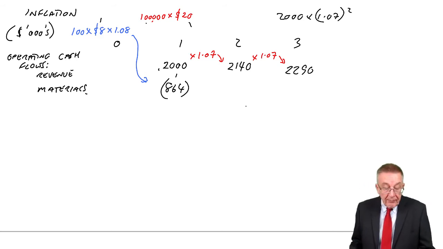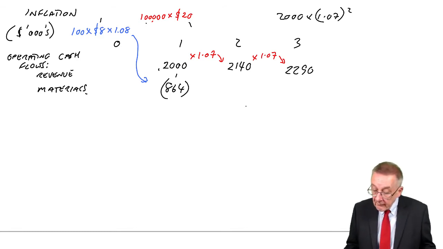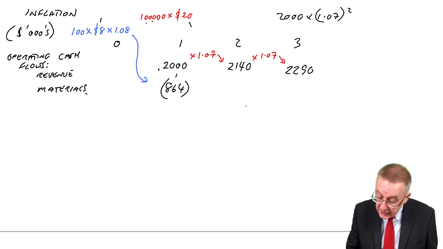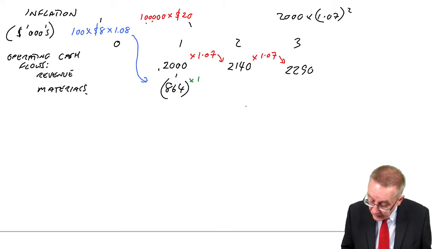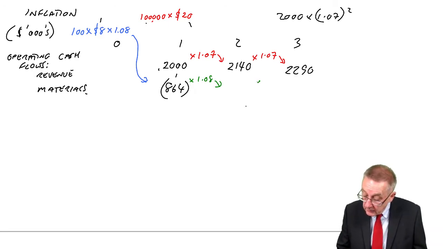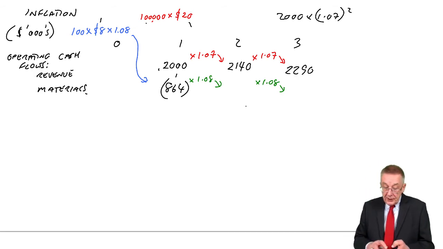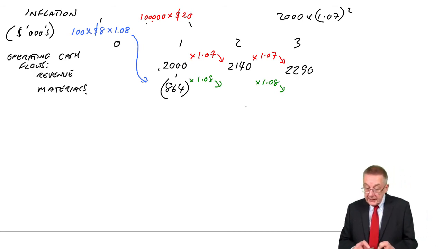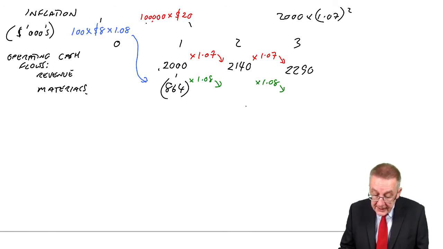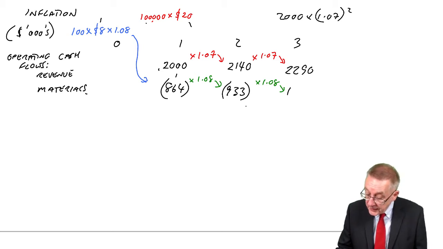Let's carry on here though. It's going to carry on inflating at 8% per year. It's still 100,000 units each year, so second year multiply by 1.08, and third year you'll multiply by another 1.08, which gives me what? At time 2, 864 times 1.08 is 933. The third, time 3, another 1.08 gives me 1008.